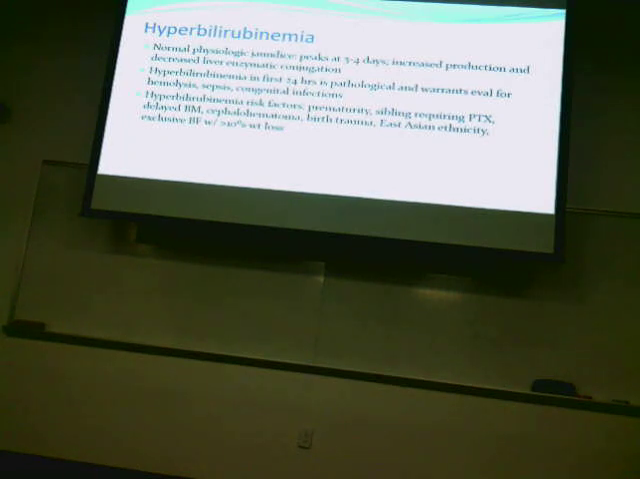So the thing to remember is that hyperbilirubinemia in the first 24 hours of life is pathological, and you want to work it up because it could be hemolysis, sepsis, and congenital infections. Other risk factors for hyperbilirubinemia are prematurity, another sibling who required phototherapy, any delay in bowel movements, cephalohematoma, birth trauma, East Asian ethnicity, or exclusive breastfeeding with greater than 10% weight loss.